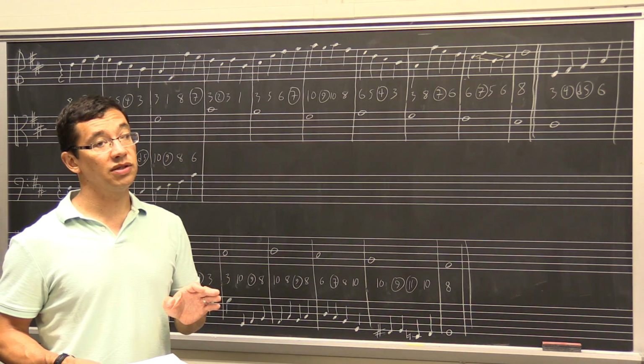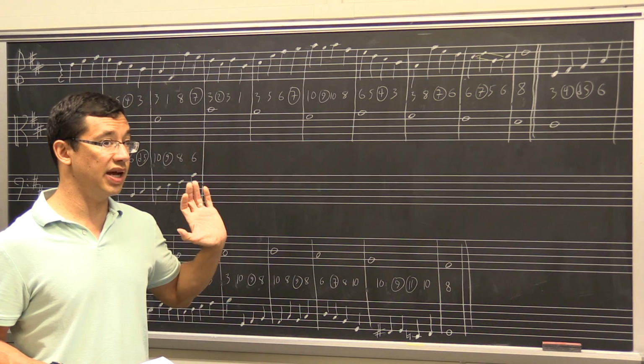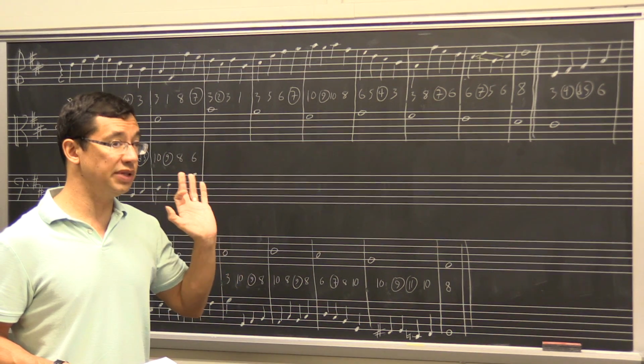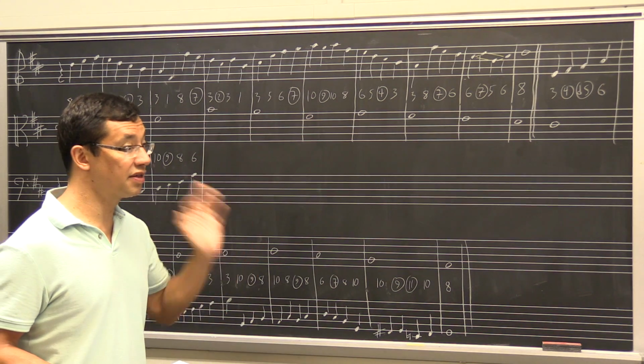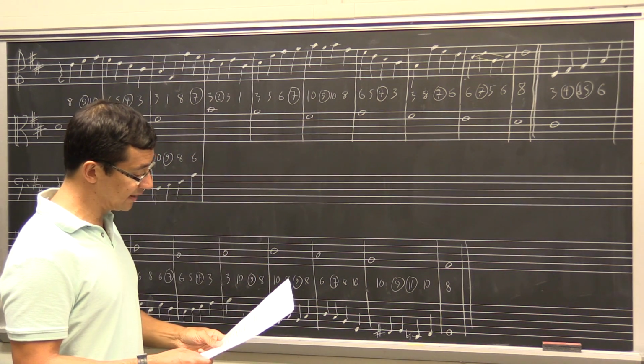Unlike second species, we're not going to leap twice in the same direction. So first and third species are the same in that. Two leaps consecutively should be small, not in the same direction. Second species is the only one where we leap twice in the same direction.